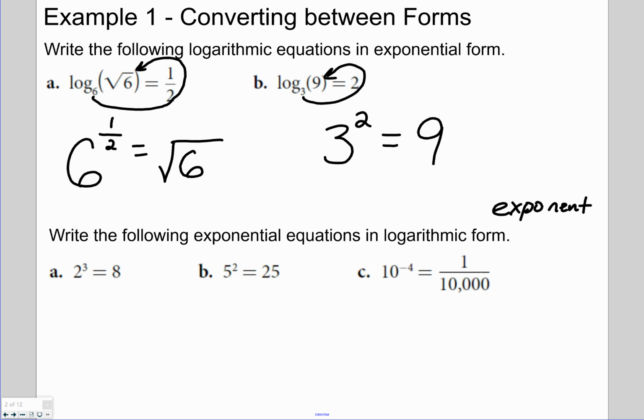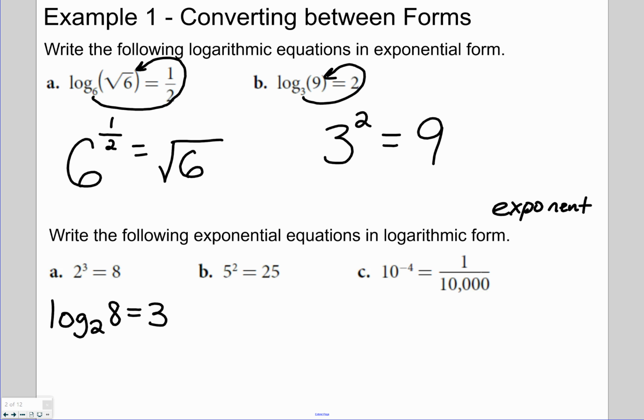Okay? So, if this is read as 2 cubed equals 8, how would you write that with a log? Yasmin, what do you got for me? Log. Where am I putting that 2? In the base. Log base 2 of 8 equals 3. Very good. That's exactly right.